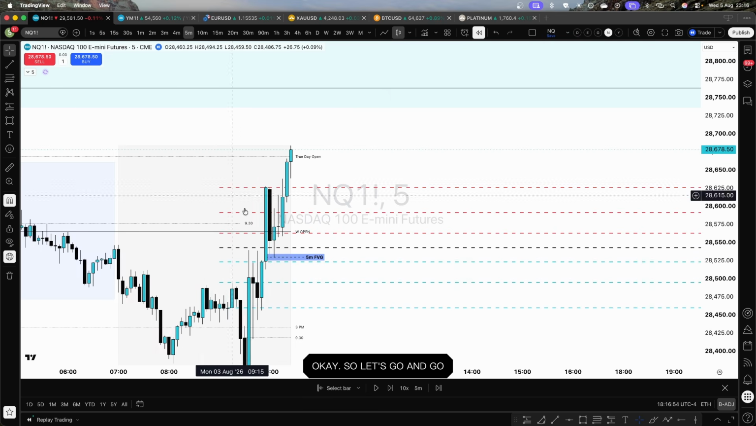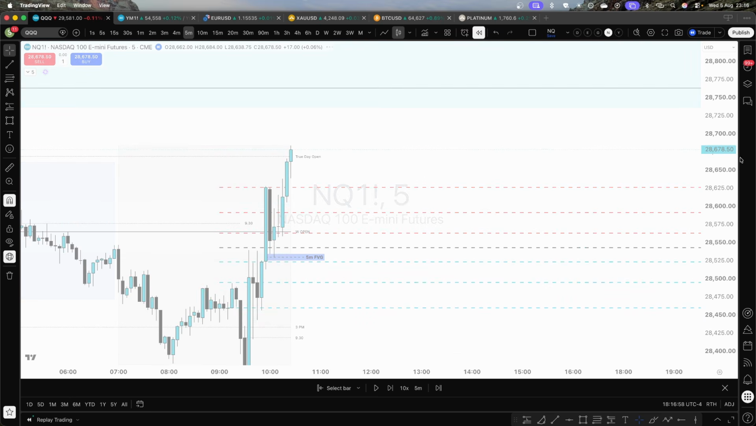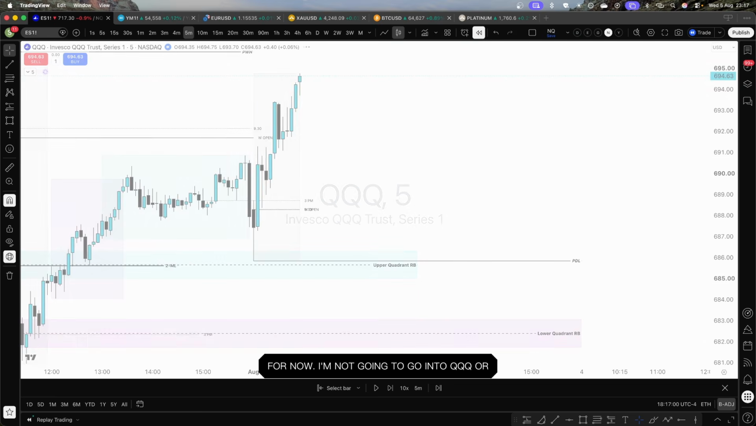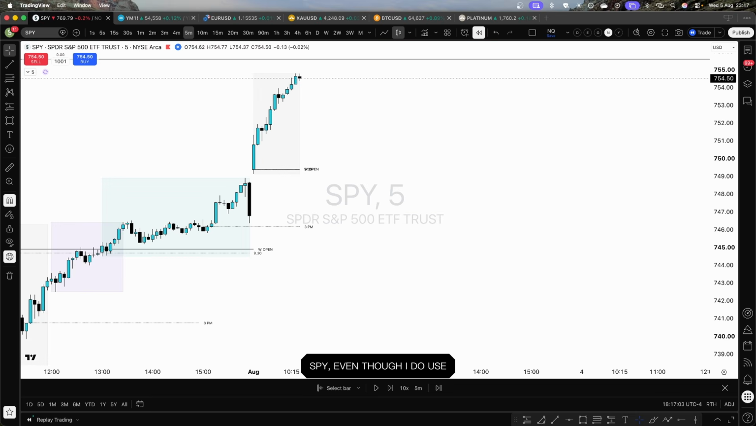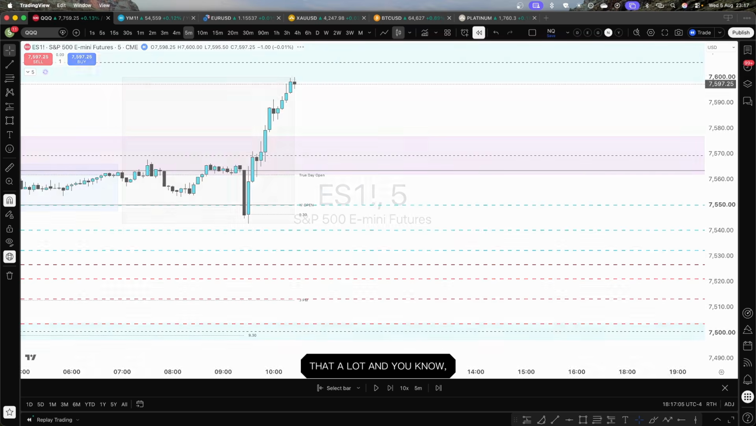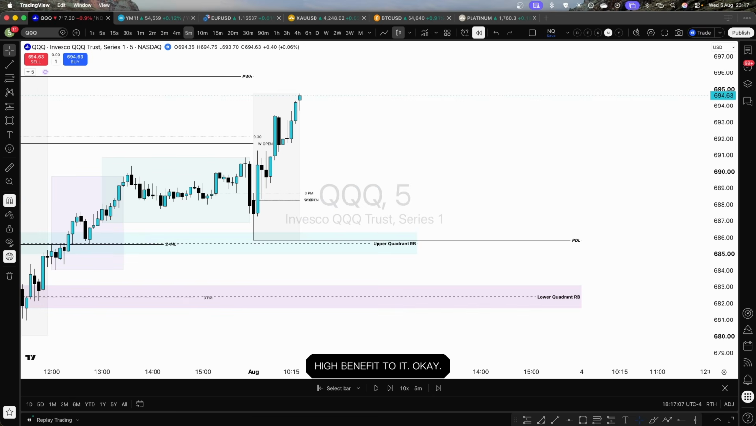Okay, so let's go back to ES and focus on that for now. I'm not going to go into QQQ or SPY, even though I do use that a lot, and there is a lot of high benefit to it.